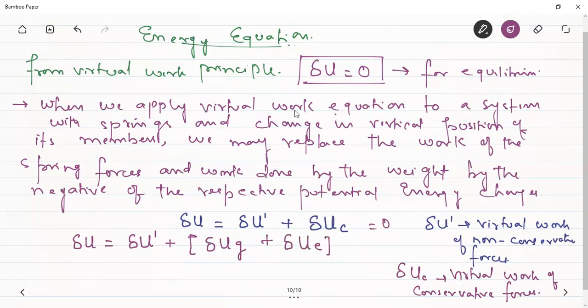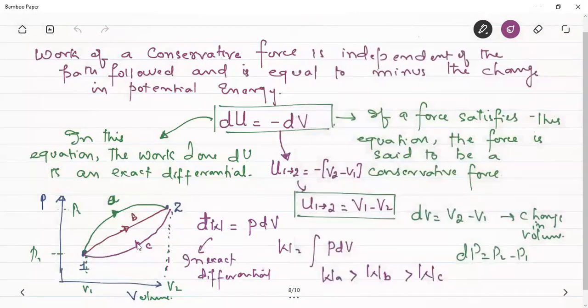Now what does this statement say? When we apply the virtual work equation to a system with springs and change in the vertical position, that is, when the spring forces and the weight forces are considered, whenever there is a change in vertical position we say that work is done by the weight. We may replace the work of the spring forces and the work done by the weight by the respective changes in their potential energies, because the work done by a conservative force can be represented by the negative change in the potential energy. We can again use this statement here. Work done by a spring force. Here it was actual work done, but in our case we are focusing on virtual work. Therefore, we can replace dU by delta U and dV by delta V. But the statement will be the same: the work done by a conservative force can be represented in terms of the change of its potential energy.